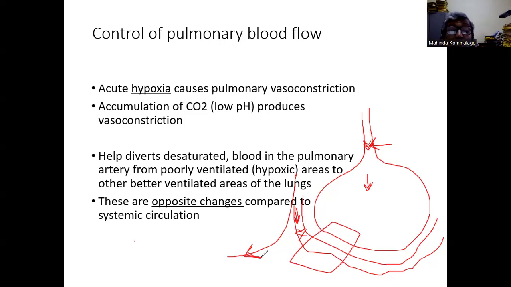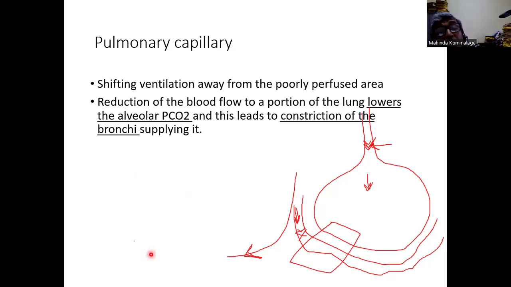Metabolic control of the local regulation. So the blood vessel dilates. Right. So let's say the same thing. If there is a low carbon dioxide in this area, low carbon dioxide in this tissue, what can be the problem?